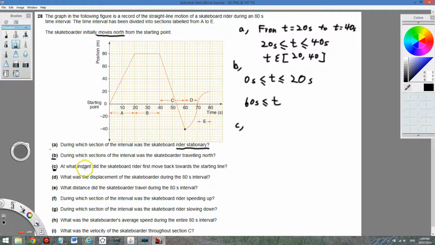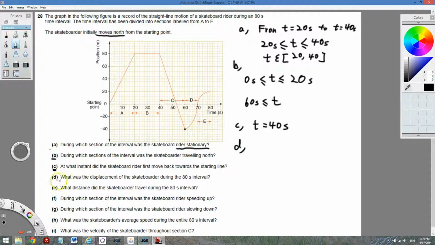At what instant does the skateboard rider first move backwards after the starting time? So it's obvious, right? It travels north, stays for a while, and moves back at t equals 40 seconds.